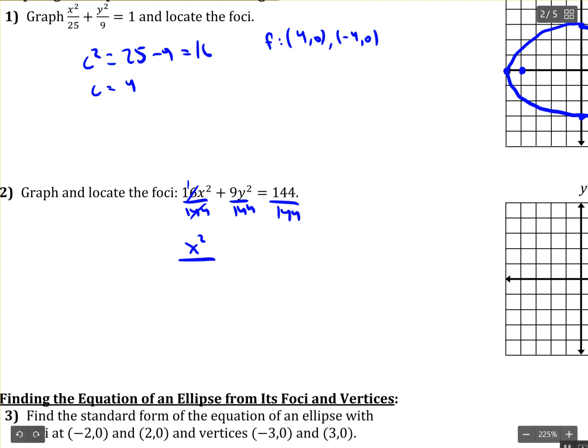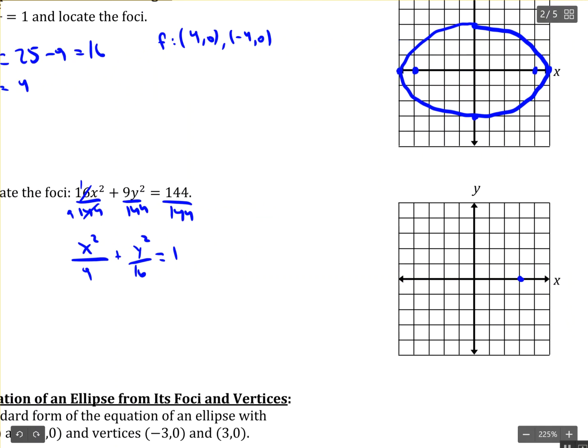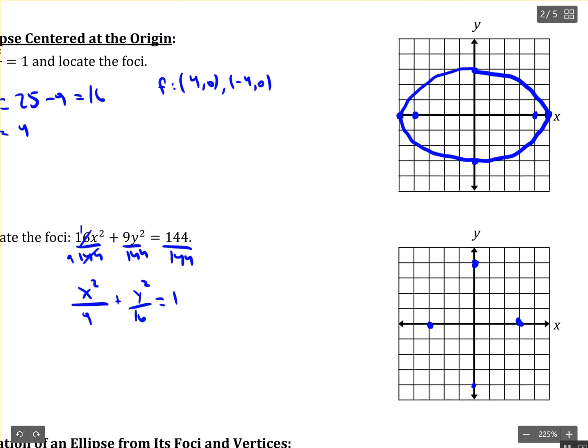9 times, I believe. So I get x squared over 9, plus y squared over 16, and that must equal 1. Okay, so again, the number under the x is 9, so let's go left and right 3. The number under the y is 16, so let's go up and down 4.